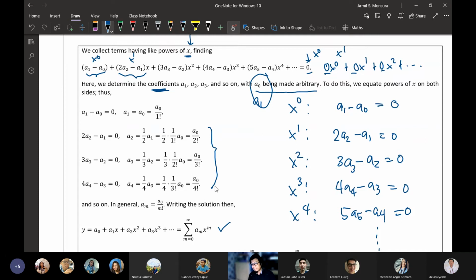Okay? Kasi maghahanap nga tayo ng pattern. Okay? So you can also solve as many terms or as many arbitrary constants as you can, as long as you can recognize the pattern already. Kung kaya nyo i-recognize yung pattern in 2 to 3 terms, that's fine. If you can do it in 4, that's fine. If you can do it in 5, that's fine. If you can do it in 10, that's fine.